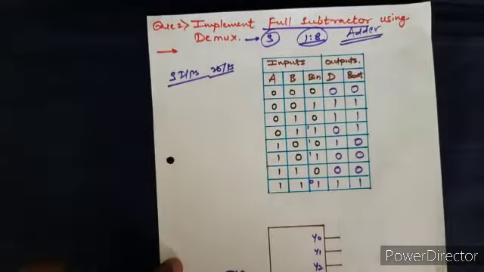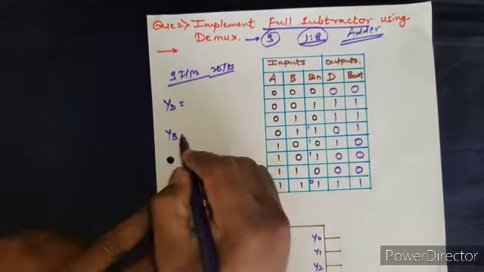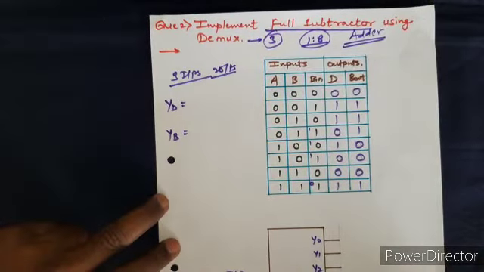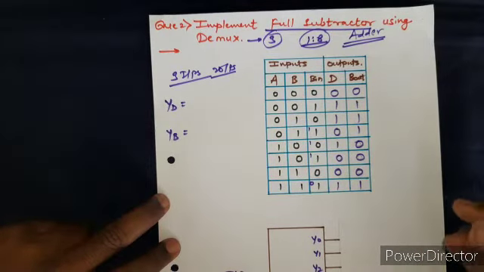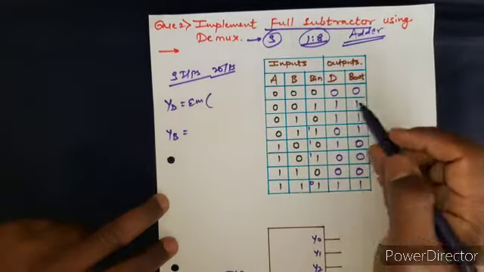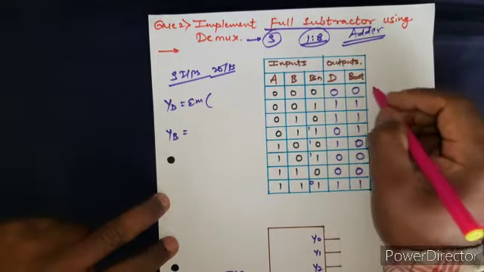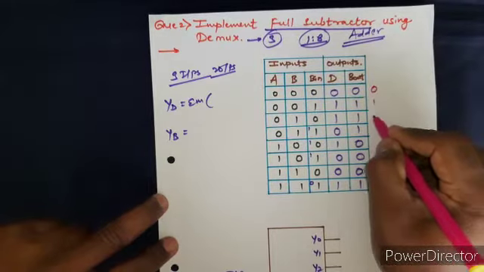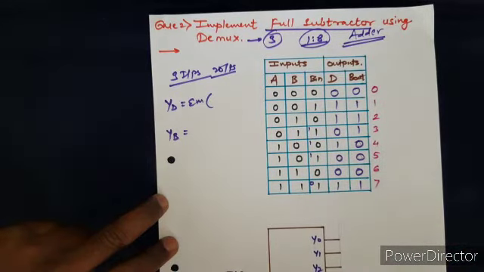Okay, now here you need to form the equation for difference and for borrow. We have seen in the previous example that we had two expressions, and using that expression with help of demultiplexer we constructed that circuit, right? So here if you want to form the expression for this demultiplexer, you can simply number this. So it is 0, 1, 2, 3, 4, 5, 6, 7, right?